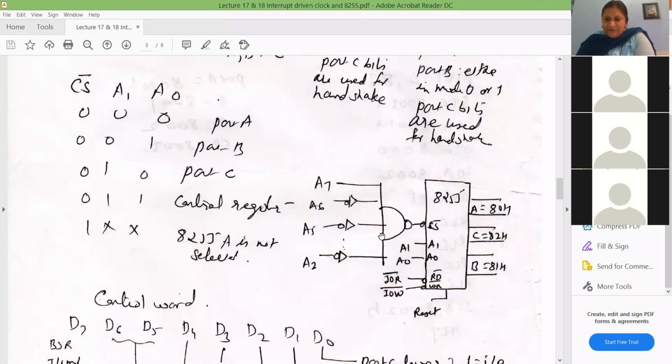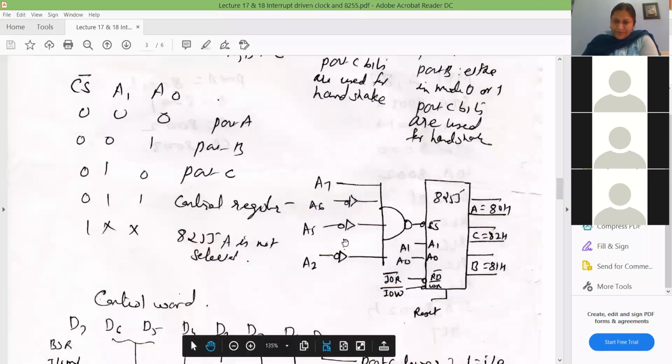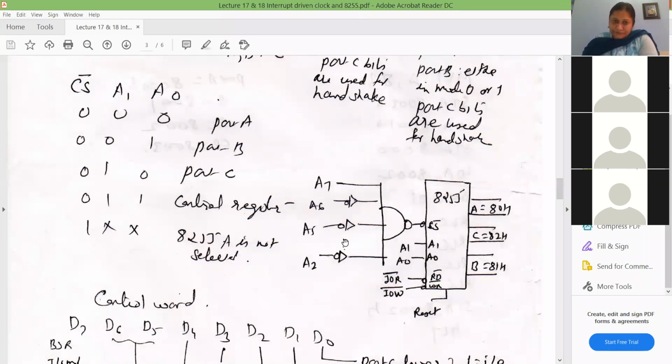So similarly, if you have F0, accordingly your pattern will change. If you are starting with some other address, like let's say it is some other combination, then these addresses will be changed. Understood?